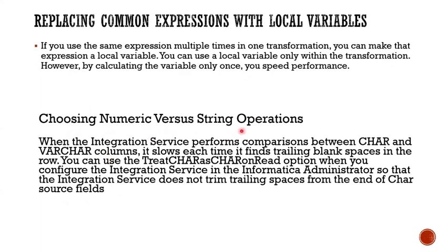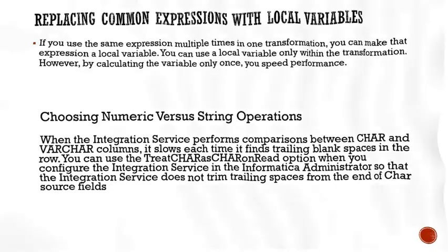Choosing numeric versus string operation. When the integration service performs a comparison between char and varchar, each time it finds trailing blank spaces in the row. You can use the treat char as char on read option when you configure the integration service in the Informatica admin, so that the integration service doesn't trim trailing spaces from the end of the character. So whatever you're processing, it will be processed perfectly.